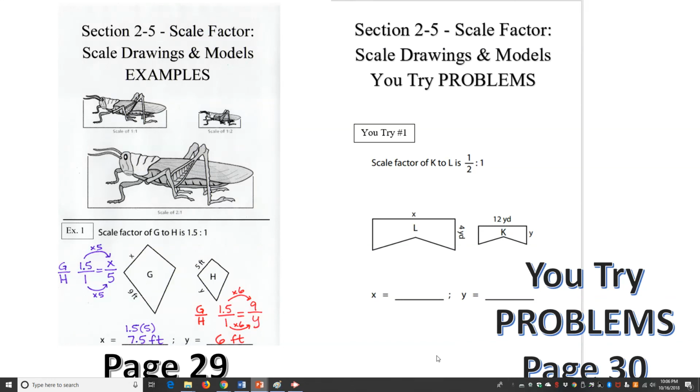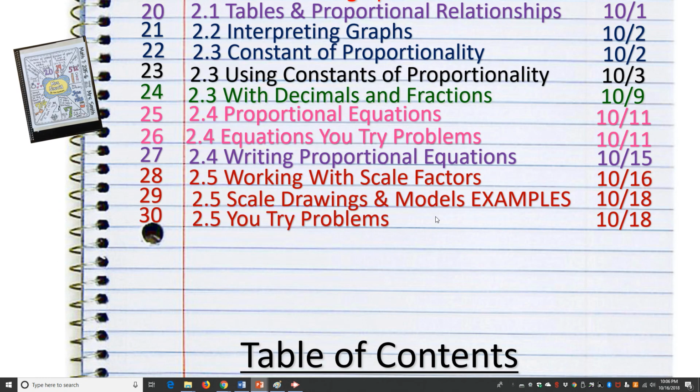Today's lesson will be on scale factor, and it will cover various types of problems that use scale factor. We'll start with all of the examples that have been pre-done for you, and then you're going to try the you-try problems. So please add these 3 pages to the notebook.